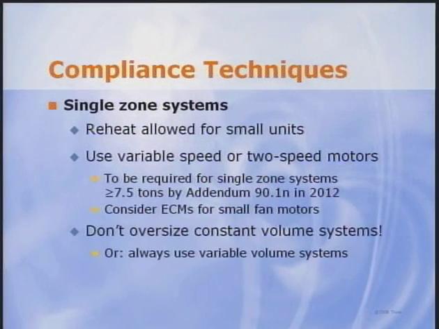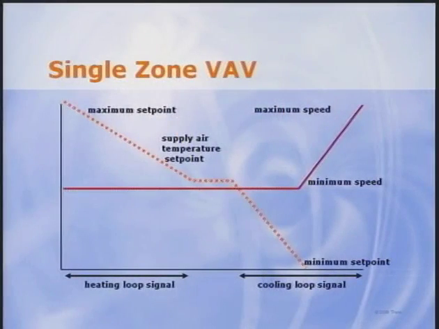Another choice, simply don't use constant volume systems. Again, the falling cost of ECMs and variable speed drives makes VAV an option for almost all chilled water and variable capacity systems. This figure shows how variable speed motors can be controlled on single-zone variable volume systems.